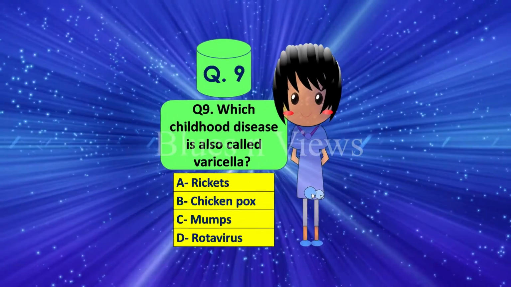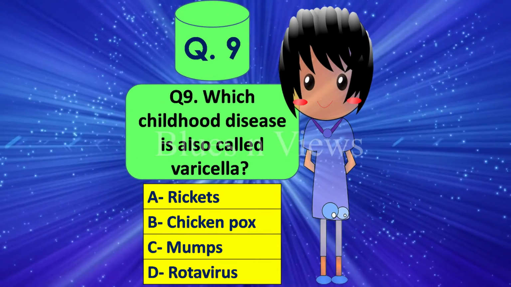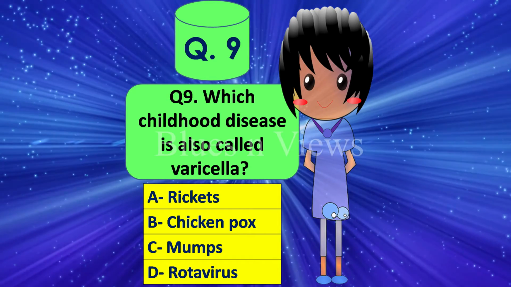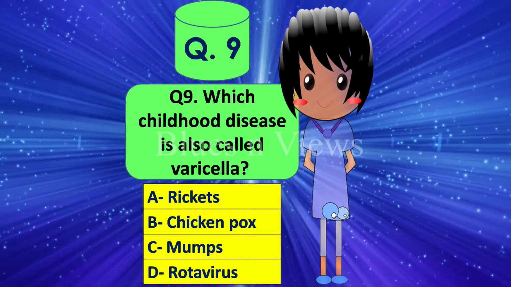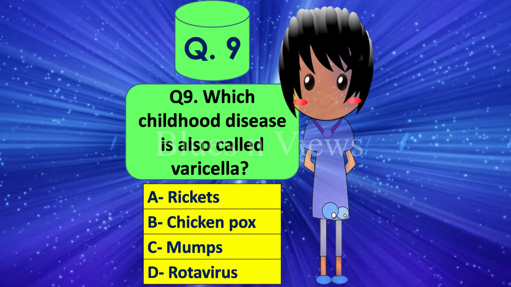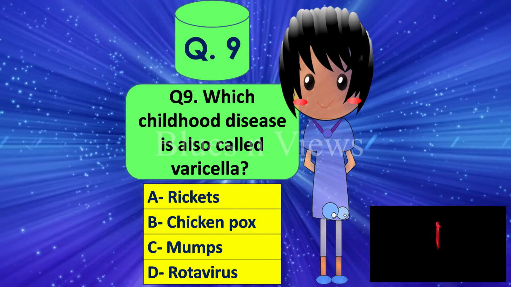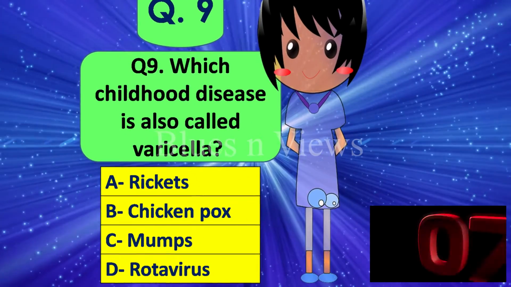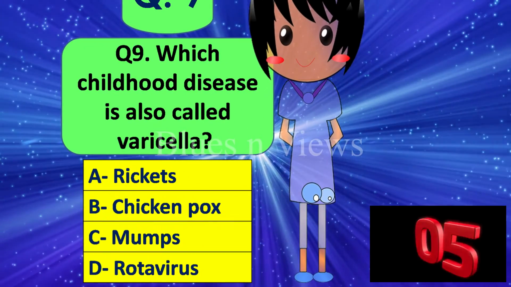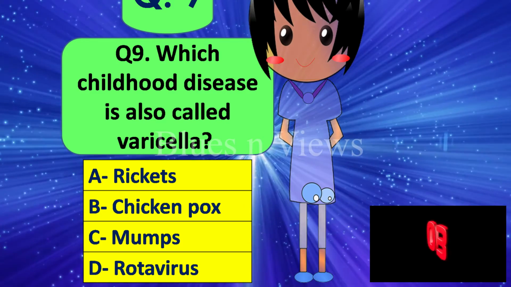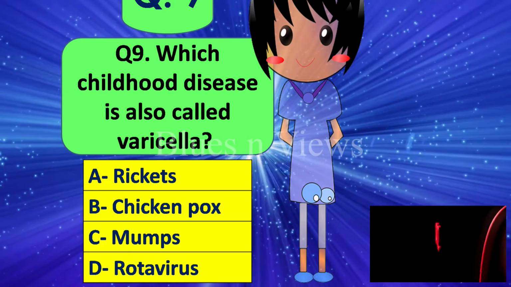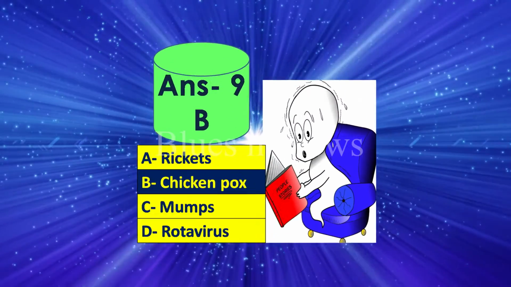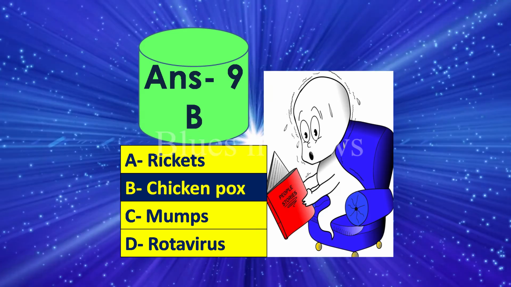Question 9. Which childhood disease is also called varicella? Options are A. Rickets, B. Chickenpox, C. Mumps, D. Rotavirus. Answer 9 is B. Chickenpox.